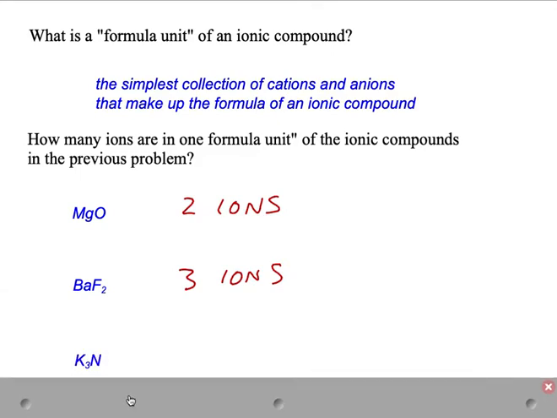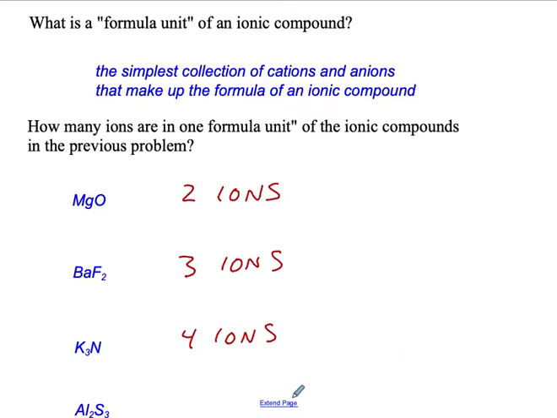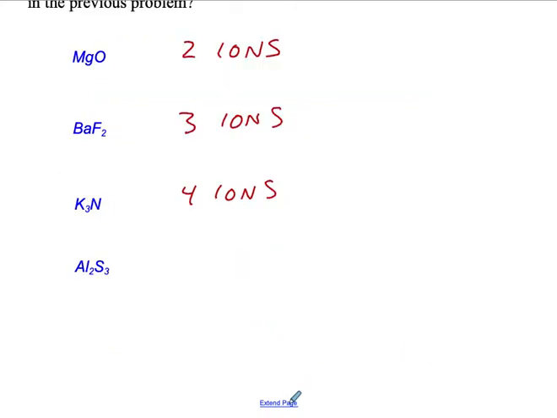K3N has 3 potassium cations and 1 nitrogen anion, so that's a total of 4 ions in the formula unit. And finally, for Al2S3, I've got 2 aluminum cations and 3 sulfur anions, so that's a total of 5 ions in one formula unit.